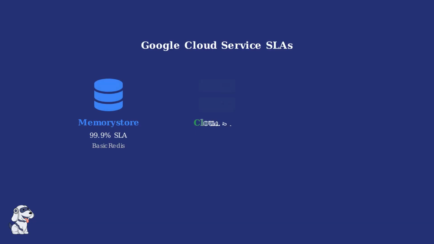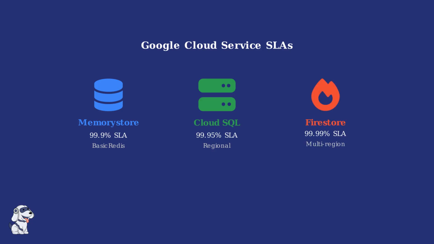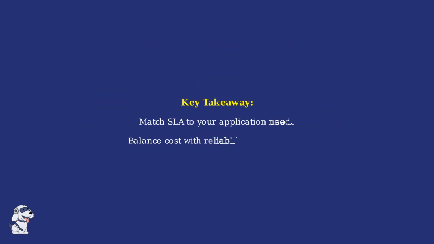Let's look at some real Google Cloud examples. Different services offer different SLA levels, and this affects both cost and reliability. For session storage, Memory Store offers a 99.9% SLA for basic Redis instances. Cloud SQL provides 99.95% for regional instances, while Firestore can offer 99.99% with multi-region deployment. The key takeaway is to choose an SLA that matches your application's requirements. Don't overpay for reliability you don't need, but ensure you have enough uptime for your users' expectations.